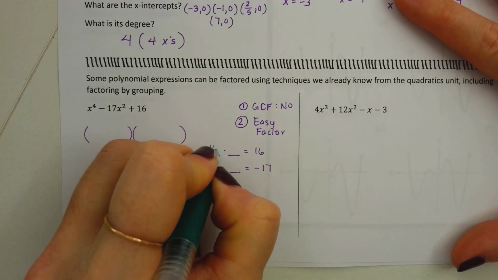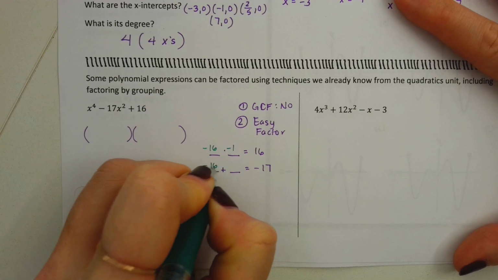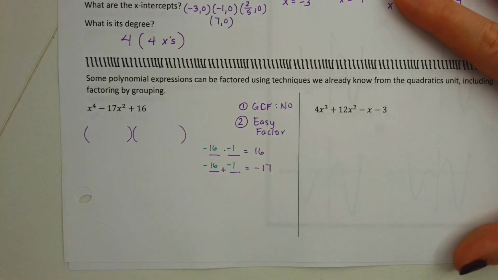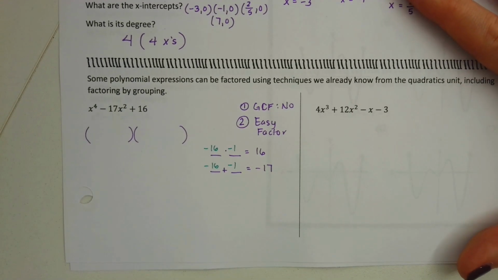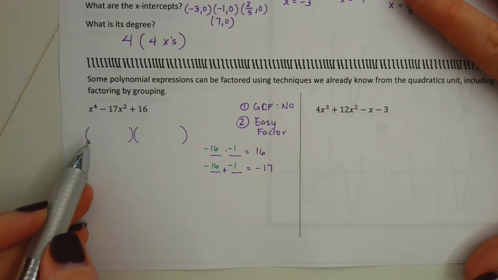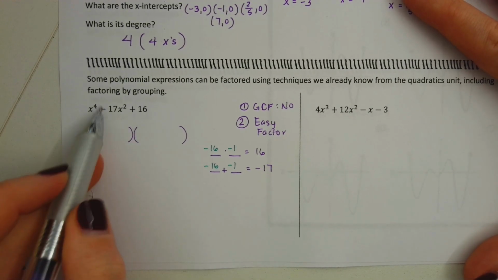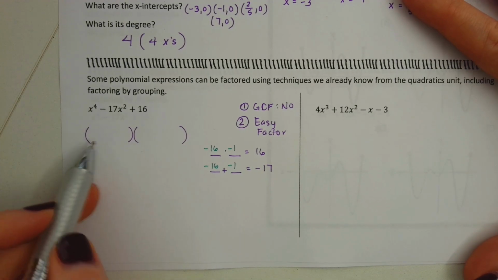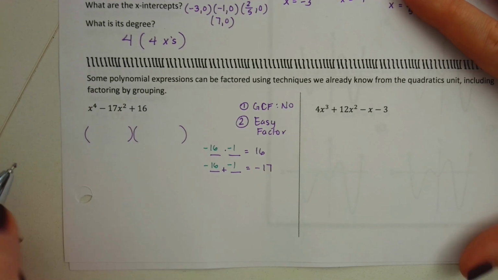Yeah, negative 16, negative 1. Double check, it does multiply right, it does add right. So the only thing we have to do different that makes it different than just plain old easy factoring and quadratic is the first two need to remultiply to x to the 4th power. So we can't just use x and x. What would we have to use instead?